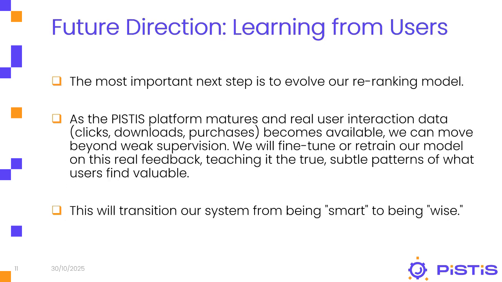So, what's the most important next step? Evolving our re-ranking model. As the PISTIS platform matures and real user interaction data, clicks, downloads, purchases become available, we can move beyond weak supervision. We will fine-tune or retrain our model on this real feedback, teaching it the true, subtle patterns of what users find valuable. This will transition our system from being smart to being truly wise.